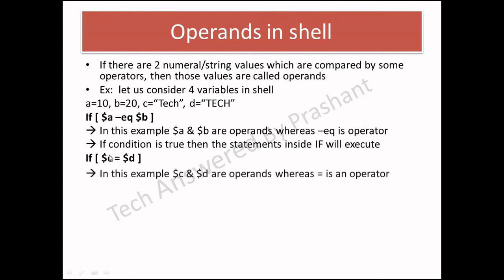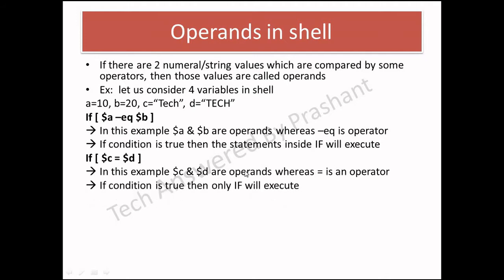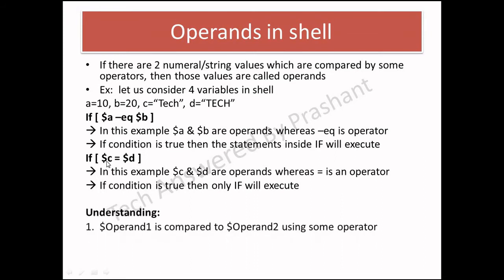Next, again, if $C equal to $D, in this example, $C and $D are two operands, whereas equal to is an operator. Again, same situation, if this condition evaluates to true, then only the if block will execute, otherwise it will not execute. So understand that operand 1 is compared to operand 2 using some operator. What are the operators? We will see next. Please remember, the if block will only execute when the condition is true.